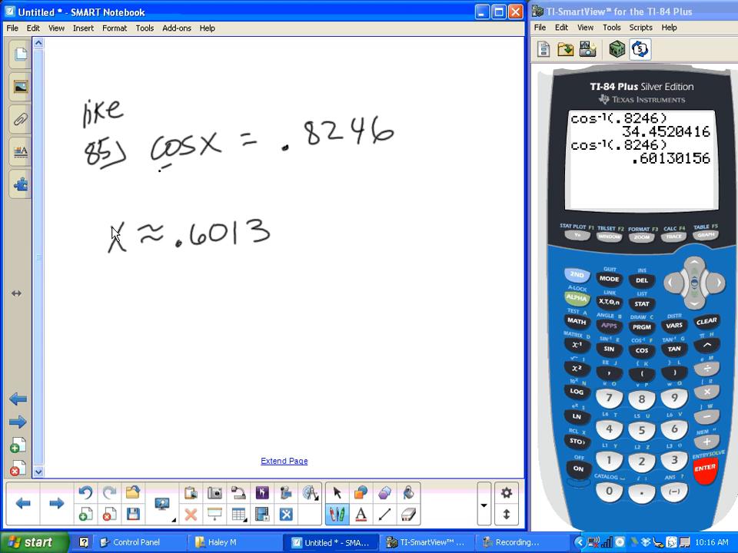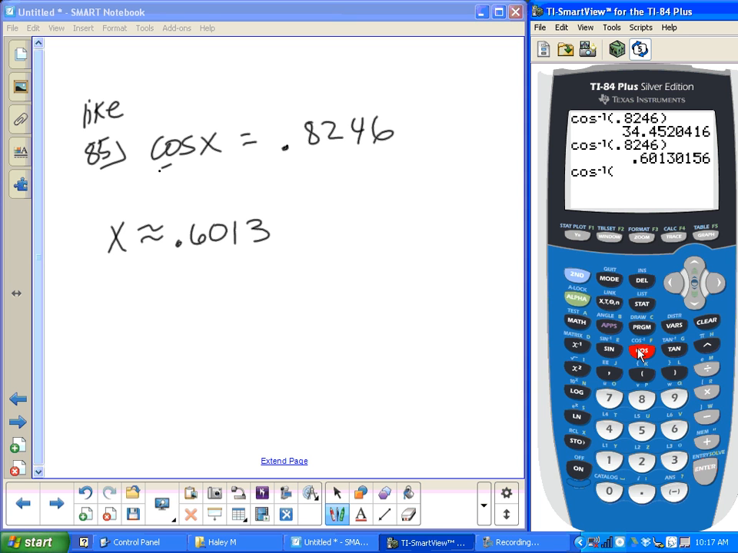Now, here's the thing. Usually when we solve a trig equation between 0 and 2 pi, unless it's a quadrantal angle, it's probably going to have 2 solutions. And the problem is your calculator is only going to give you one of those. So for instance, let's look at pi over 3. What's the cosine of pi over 3? A half.